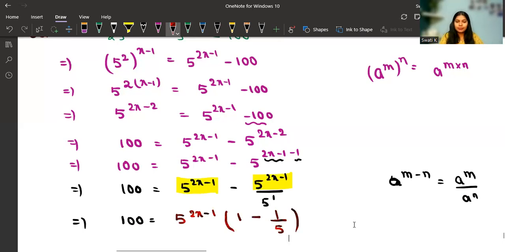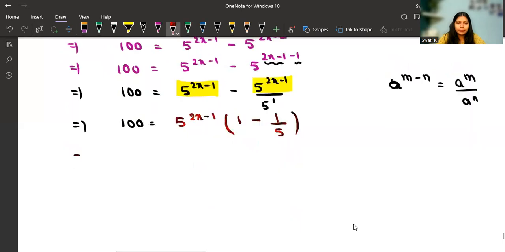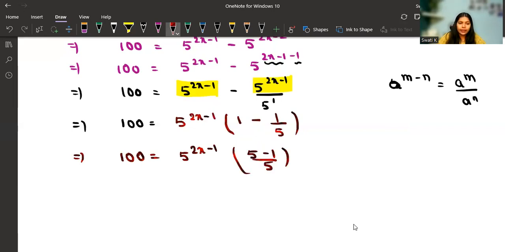Next, let's simplify this. So this will simply become 100 equals 5 raised to 2x minus 1 as it is. If you simplify this, if you take the LCM, it will become 5 minus 1 upon 5. And now this will become 100 equals 5 raised to 2x minus 1 into 5 minus 1, which is 4, and then upon 5.